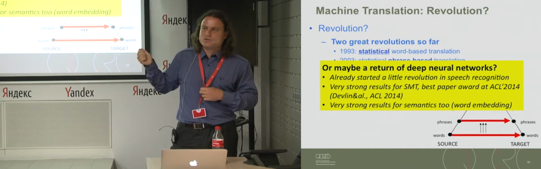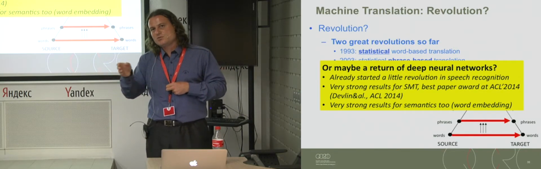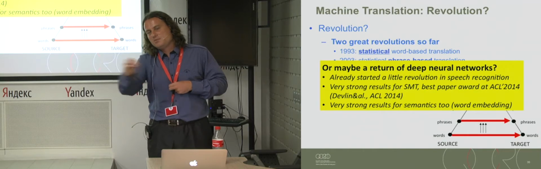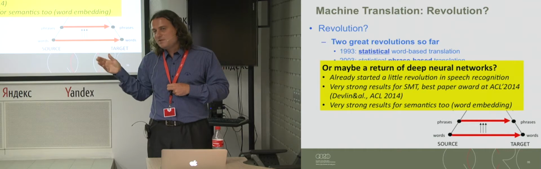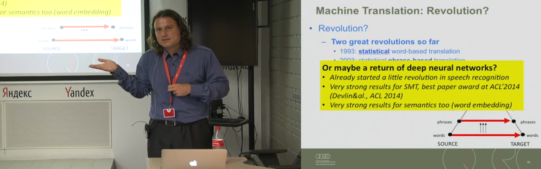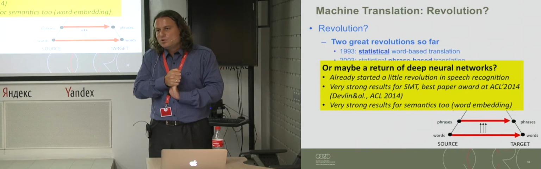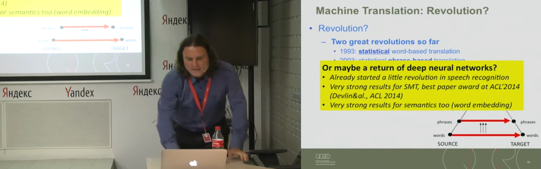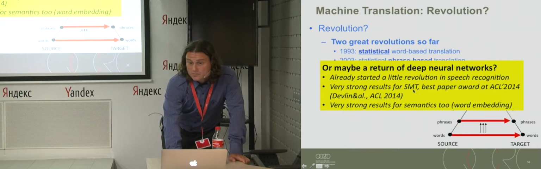And of course, speech recognition is a little bit older field than machine translation. So each time there's some novelty in speech, people in translation want to do it in translation too. And there have been attempts for the last 3-4 years, but no consistent, no good results. And this is probably starting to change. Increasingly, best paper awards this year have been on very strong results on machine translation using neural networks. There are also very strong results on semantics.